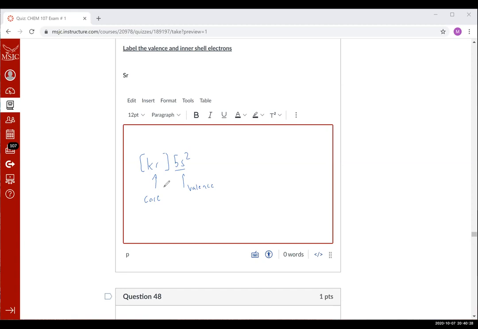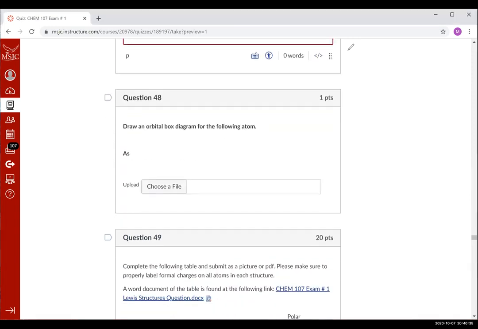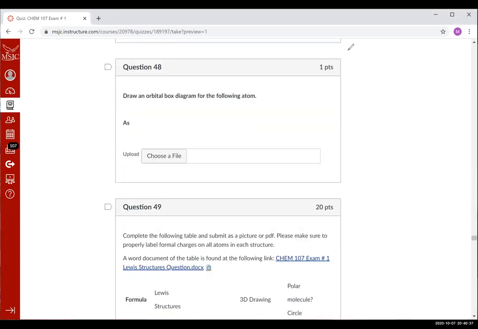Okay, so let's keep going with this. So we're asked to draw an orbital box diagram for arsenic. Okay, so looking at arsenic. So arsenic has 33 electrons to its name. So starting off, I'm going to label my orbitals and draw out my orbital boxes.